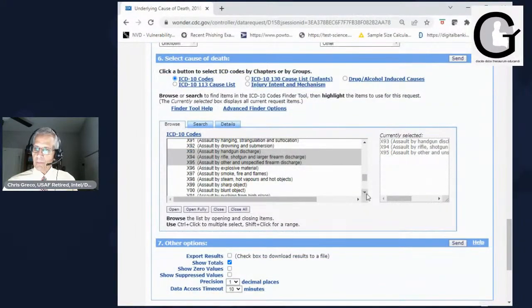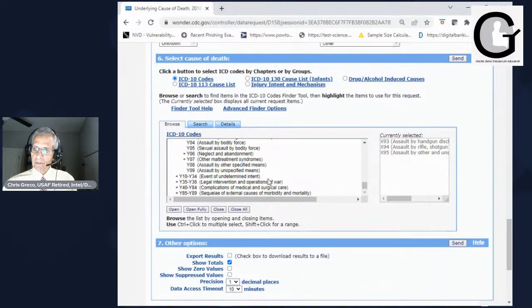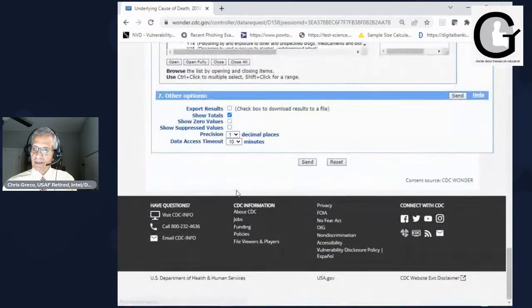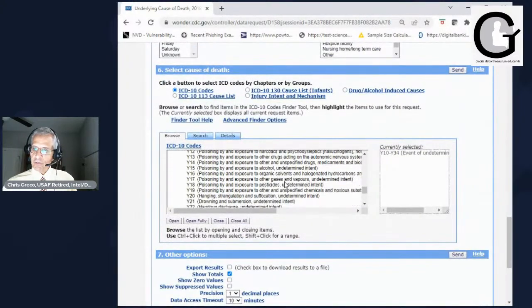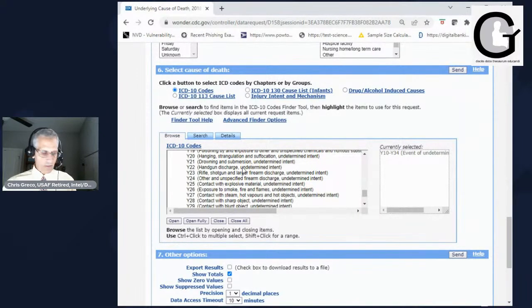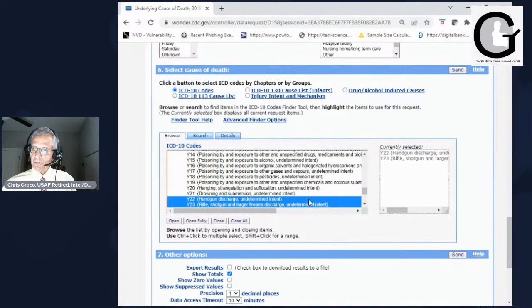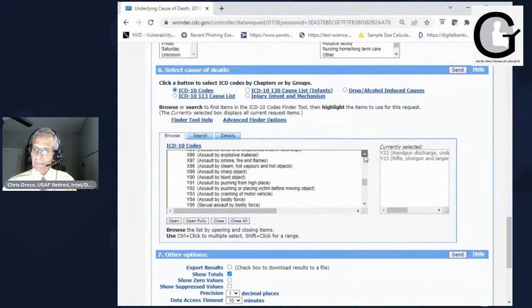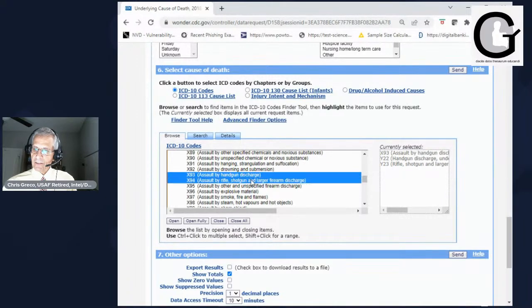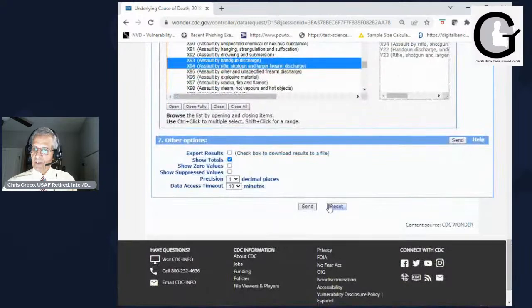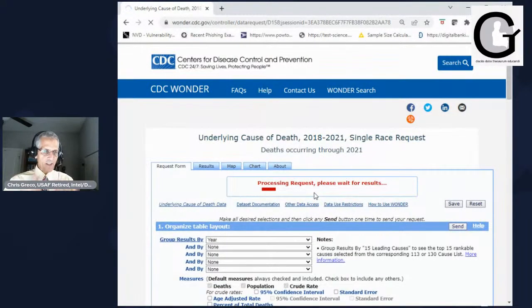So let's say I put here event of undetermined intent and poisoning exposure, hanging, handgun discharge, undetermined intent. Oops, didn't want that. There we go. Handgun discharge, undetermined intent, rifle shotgun, undetermined intent, and then we're going to go back up to assault, and do assault by handgun, shotgun, and then send this one. Same age group, same everything, and it'll process it through and give you some different ways of looking at it.